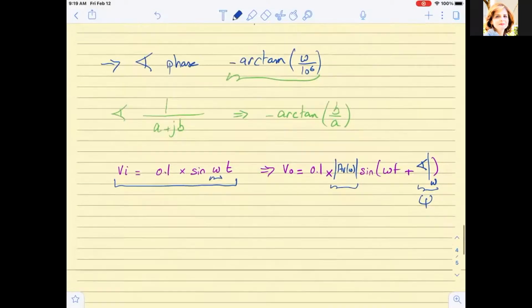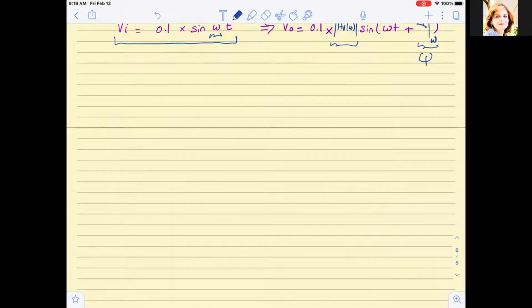So let us build a table here. They told me in the given that my input is going to be equal to 0.1 sine of 10 to the 2t, 0.1 times sine 10 to the 5t, and just let me check the numbers that we have in the slides and then we go over them. They also told me that I have 10 to the 6, and I have 10 to the 8.